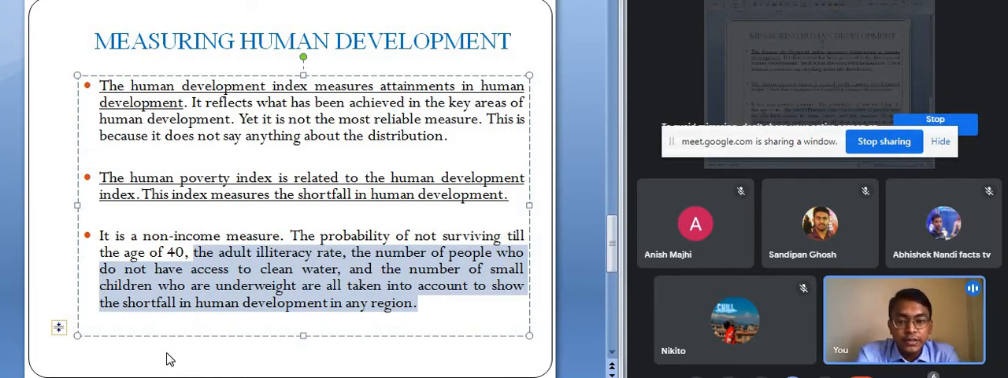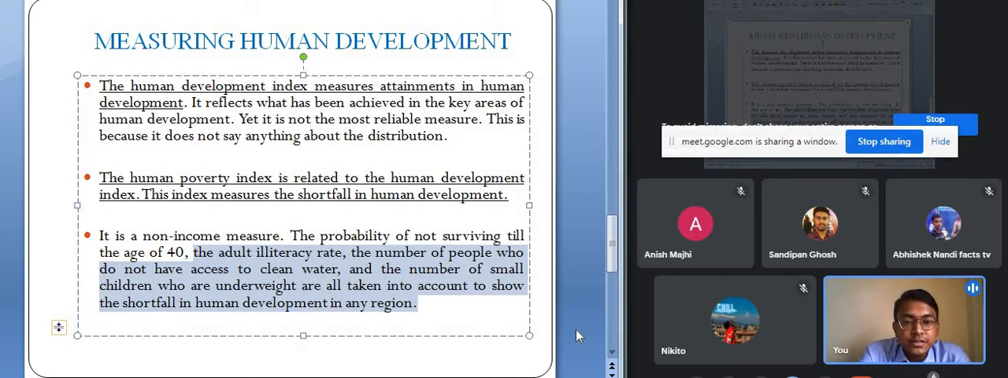So in this regard, we can say that the Human Development Index basically measures the level of attainment, what has been achieved in the field of health, education and resources. And the Human Poverty Index measures the shortfall, what has not been achieved. The countries are provided with different ranks according to the level of poverty.